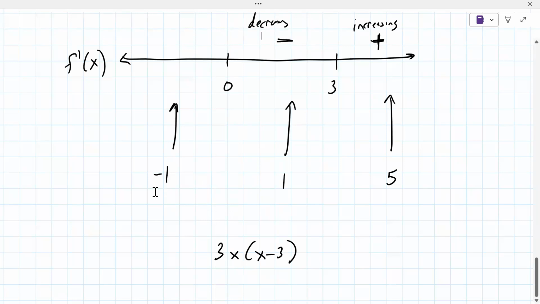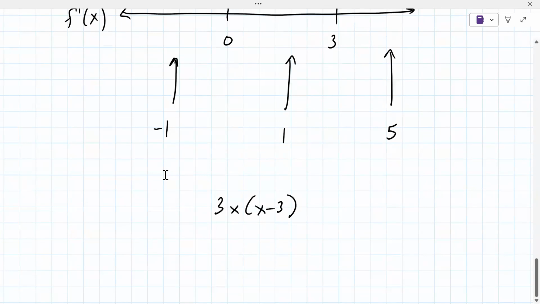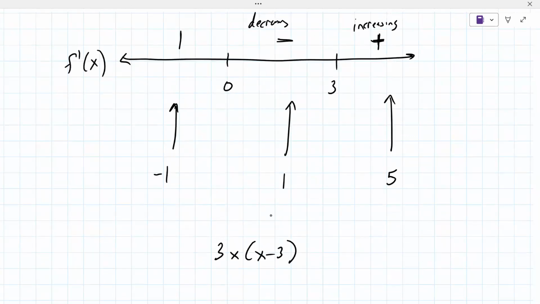All right. And then -1. 3 times -1 is -3. -1 minus 3 is -4. -3 times -4 is 12. So it's positive in here. And where it's positive, it's increasing.